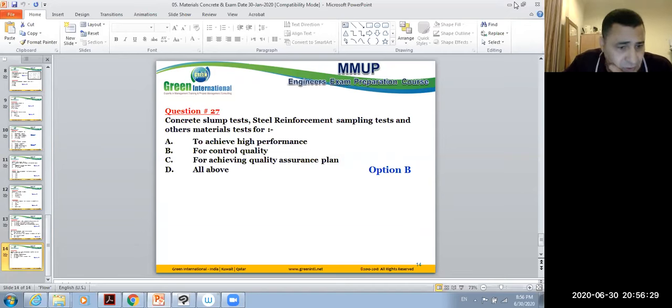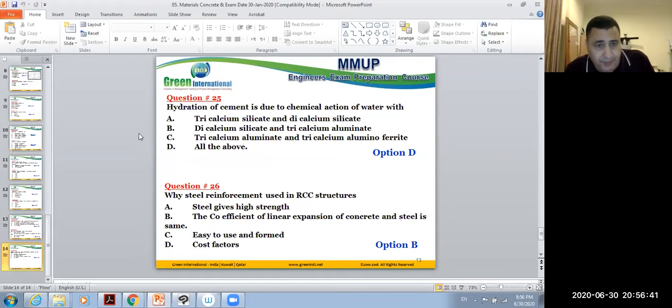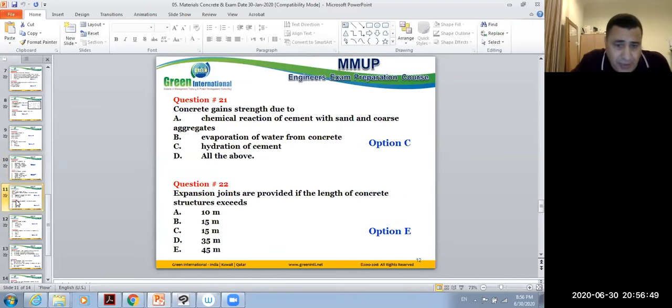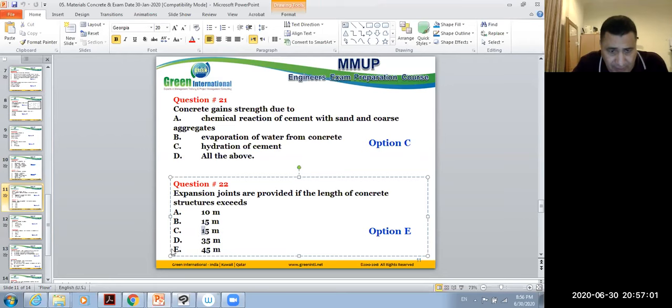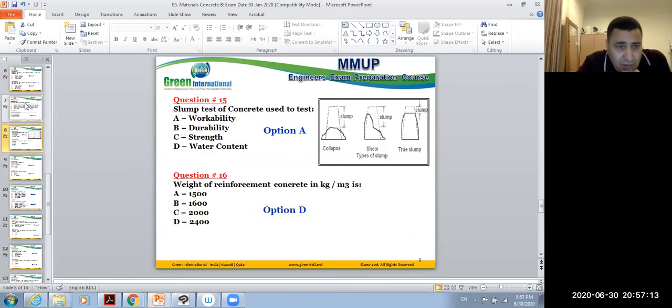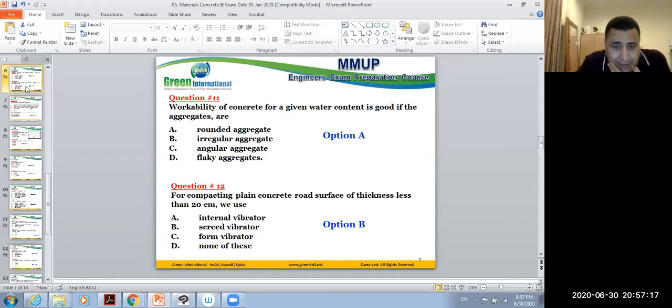Can you please go back to number 7? Number 22: expansion joints are provided if the length of concrete structure exceeds 45, the answer is 40. Okay. Number 12: for compacting plain concrete road surface of thickness less than 20 centimeters, we use a screed vibrator. Yes, we have a screed vibrator.